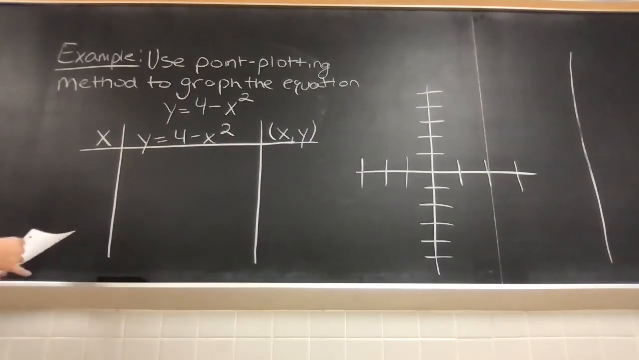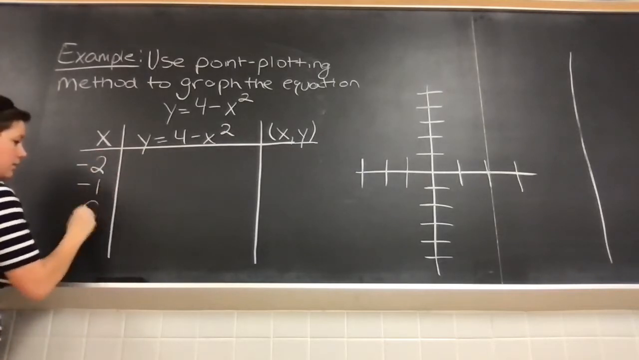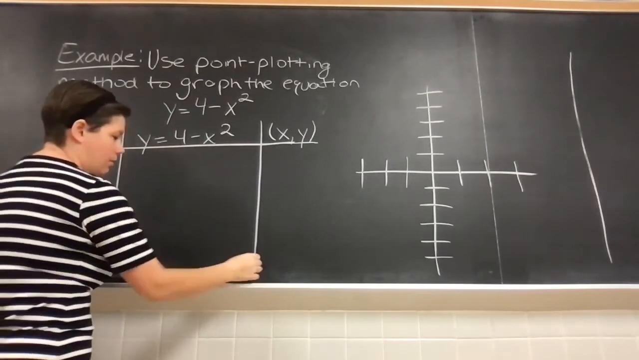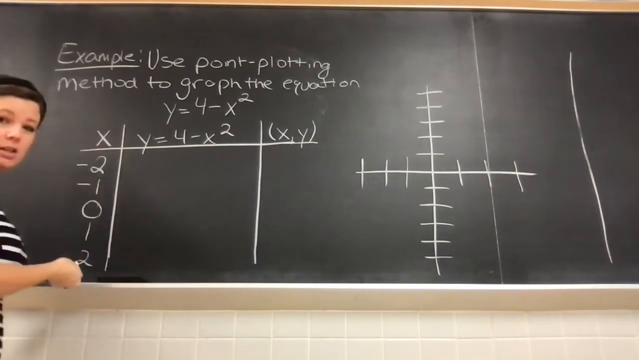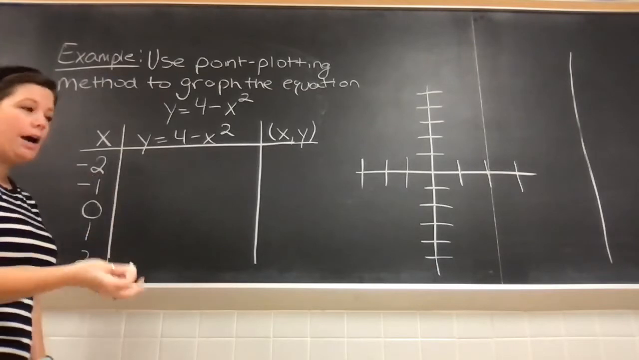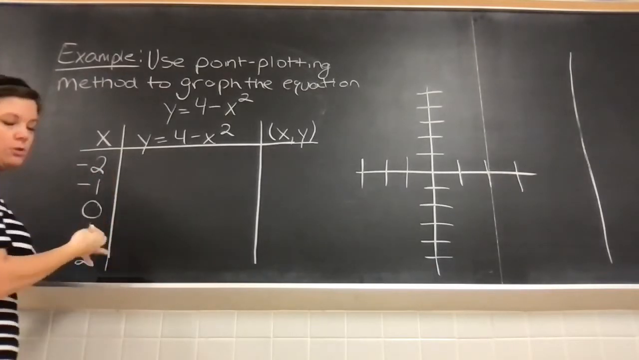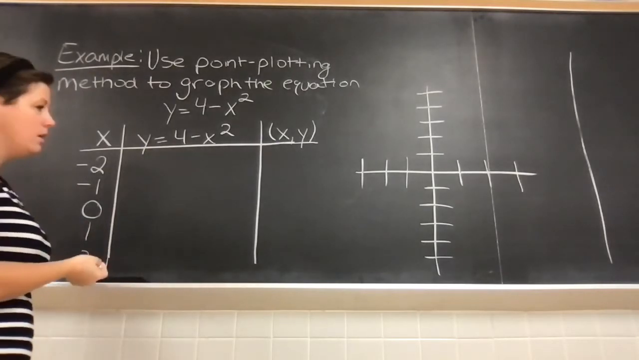And so they always recommend that you do about 5 points. So I usually do 2 negative points, I do 0, and then I do 2 positive points. That way I know what's going on in my graph. I did just pick these points arbitrarily. You could pick any point you wanted. However, if you go a little bit in the negative and a little bit in the positive and you do the point 0, that's going to give you a pretty good representation of what your graph is doing.